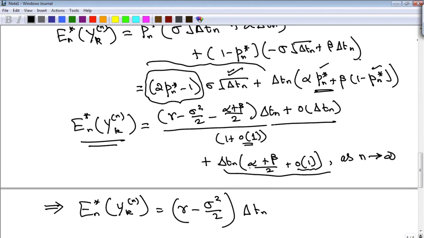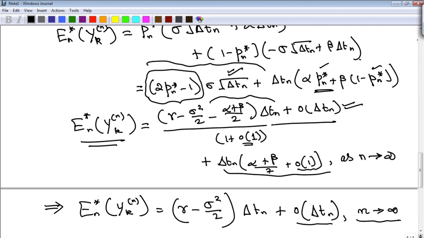Remember, there is a delta Tn into alpha plus beta by 2, and there is the same term with a minus sign here. That has some expression in the denominator also, but as n tends to infinity, it behaves more like 1. Therefore, I can just club them off into this term. And similarly, this entire thing can come into this term. Therefore, everything else will go as fast as how delta Tn goes to 0. Whenever you use this notation, you have to clearly mention that as n tends to infinity. This you have to mention, otherwise I may cut marks.